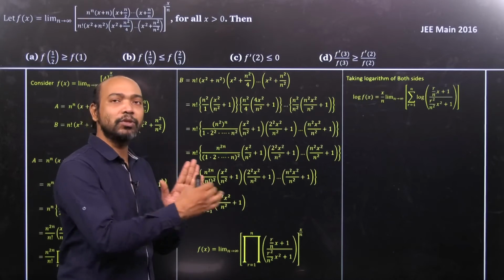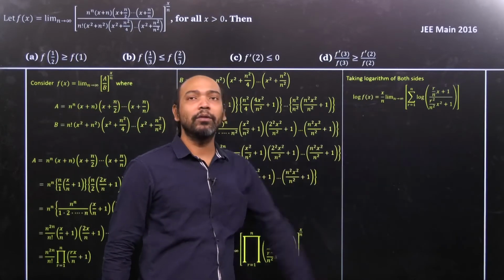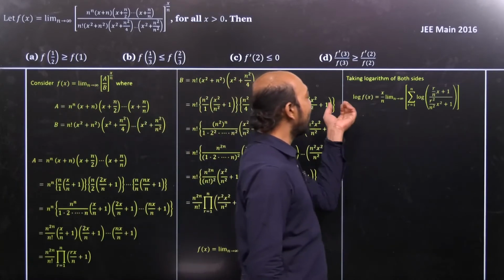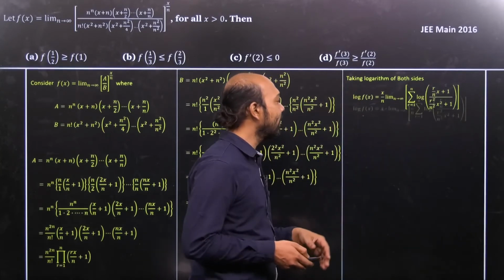Because it's a product, we have log ab equal to log a plus log b. Using that we can go ahead and write it in summation notation. So now we can see that this is my notation.